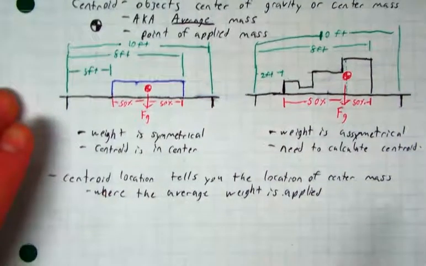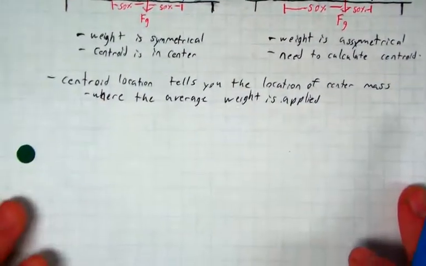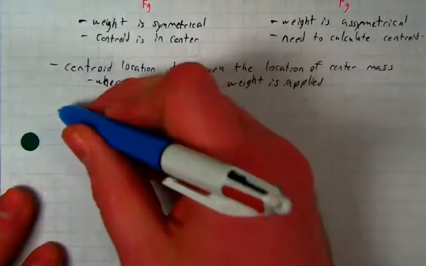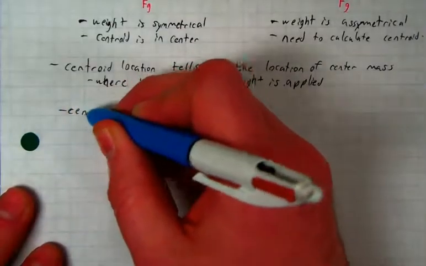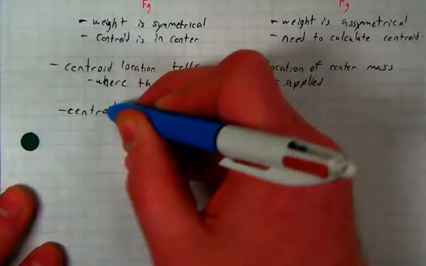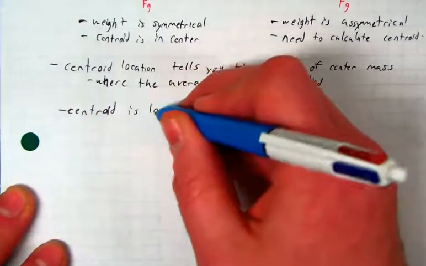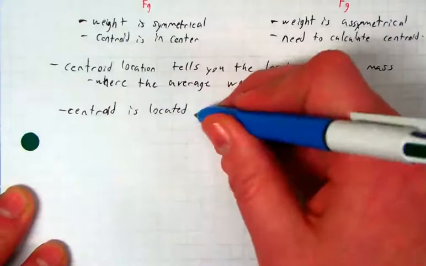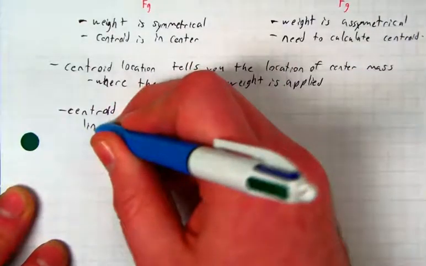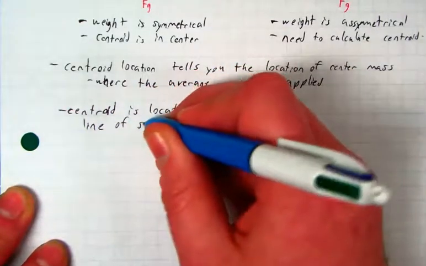So, if there is a line of symmetry, your centroid is located on it. If the shape has some sort of line of symmetry, your centroid is located on the line of symmetry.